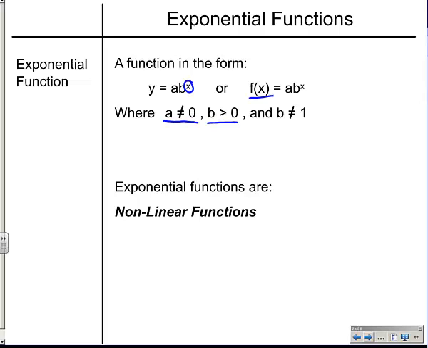B should also not be equal to 1, because then you don't really have an exponential function. If I have 1 to the second power, it's equal to 1. 1 to the 200th power, it's still equal to 1. It could be any positive number except for 1.